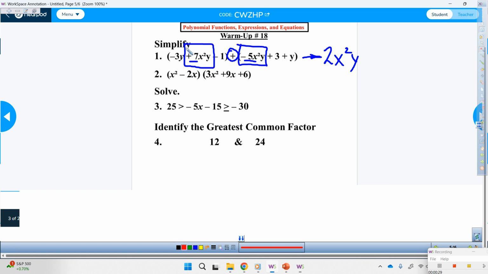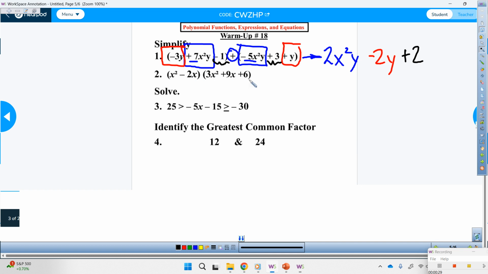All right, next. Negative 3y, which is? So far so good. Then we got negative 1. Hands, if you got that? That is correct. All right, not bad.